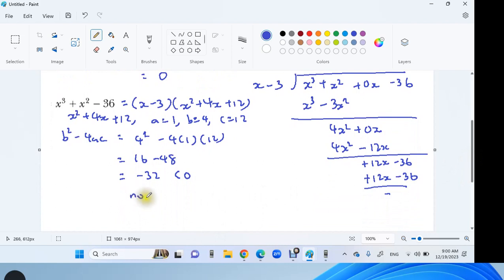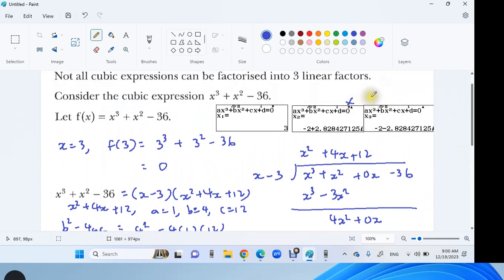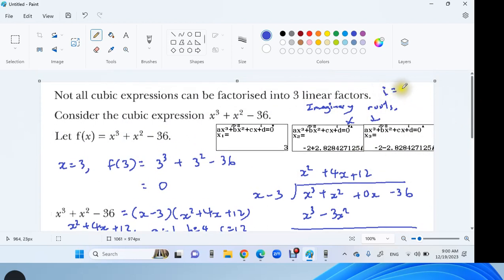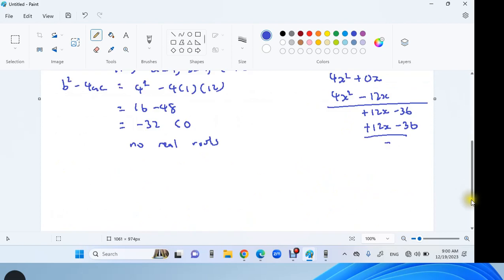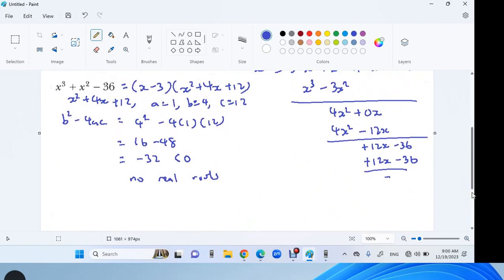So no real root. That means these two are imaginary roots. Okay, roots that we imagine. So i is something that does not exist, but we imagine that it exists. So square root of negative 1 is the imaginary number. So no real root, we have imaginary roots. Okay.